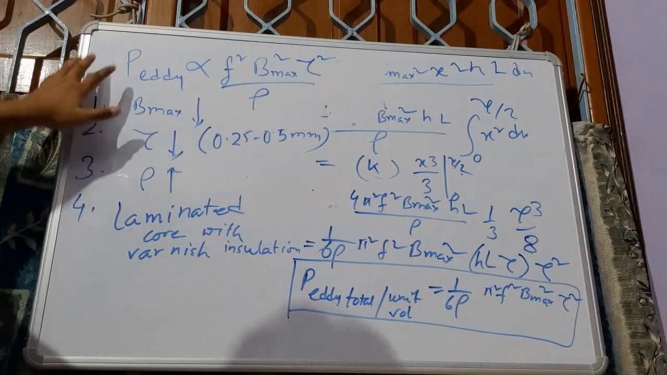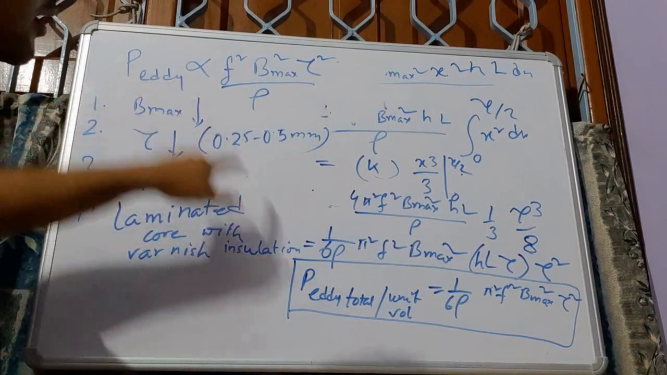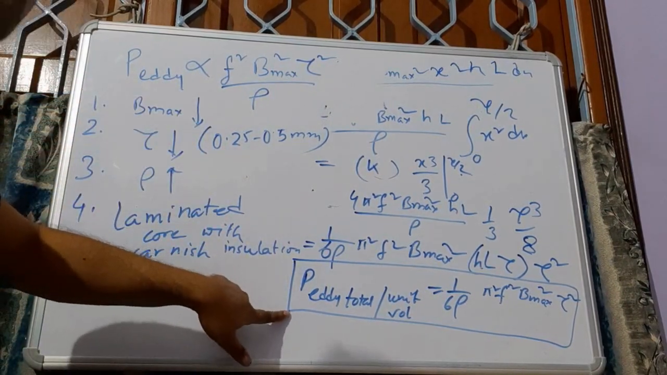So these are the 4 points to reduce the eddy current loss, and this is the formula of the eddy current loss.